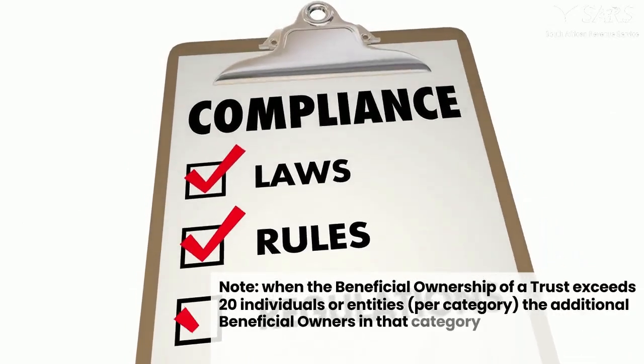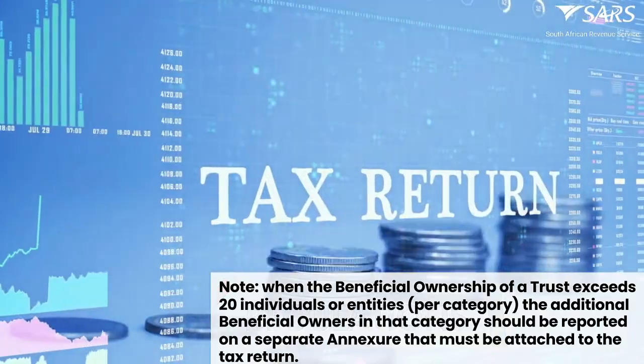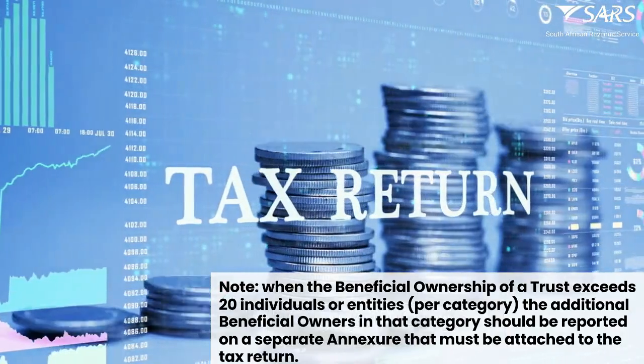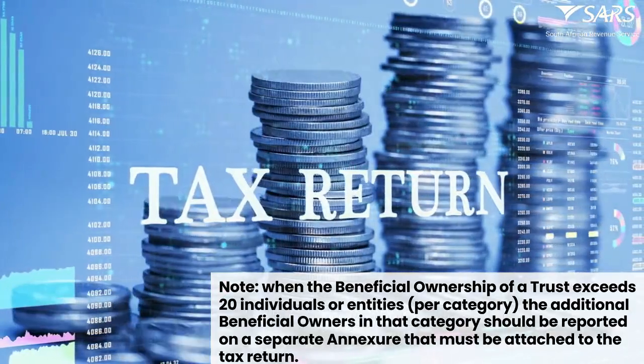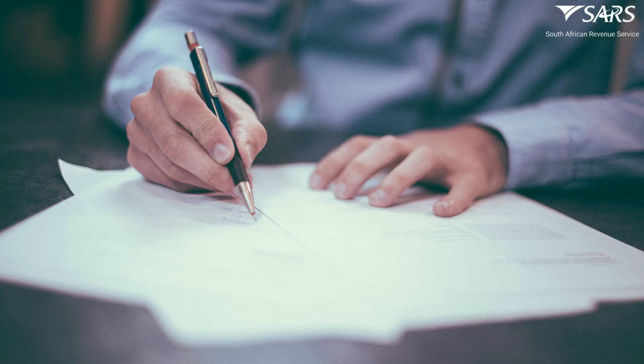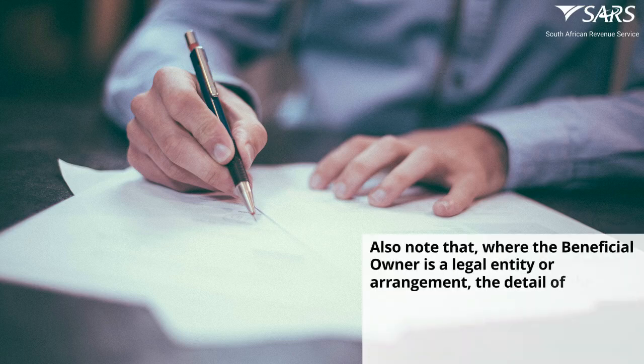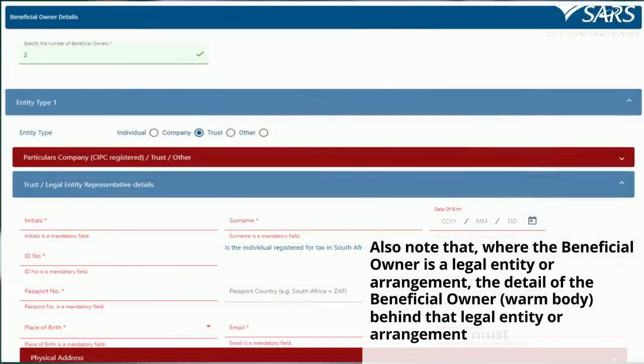Note: when the beneficial ownership of a trust exceeds 20 individuals or entities per category, the additional beneficial owners in that category should be reported on a separate annexure that must be attached to the tax return. Also note that whether the beneficial owner is a legal entity or arrangement, the detail of the beneficial owner, warm body, behind that legal entity or arrangement must be provided in a separate schedule.